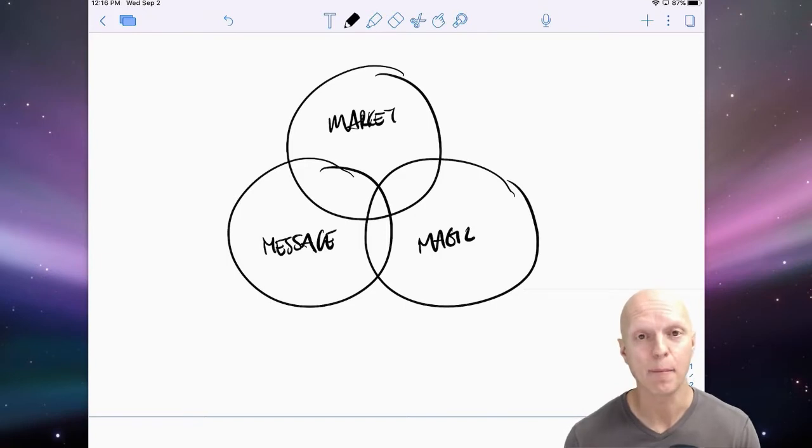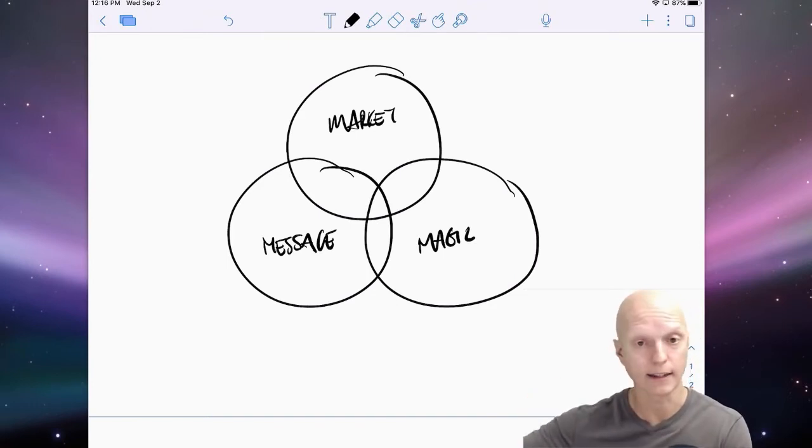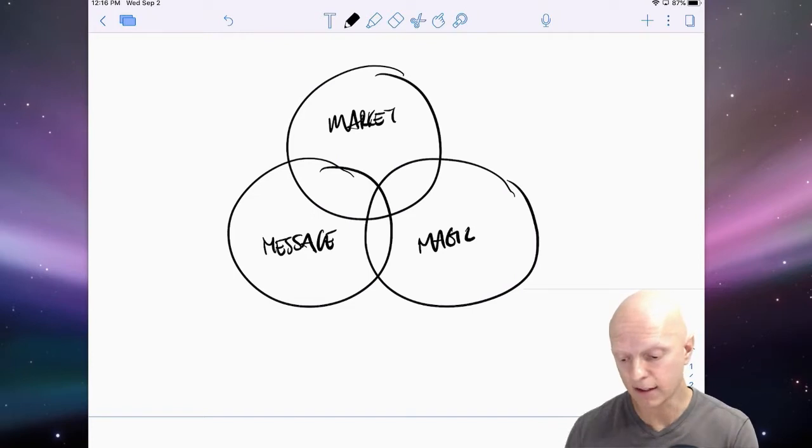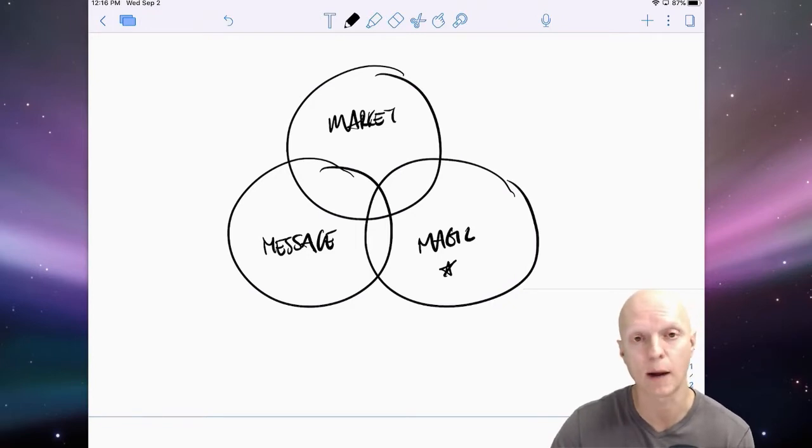So the third M is the magic, which is: what is the offer? What are you offering people from your Facebook ad for them to click on and take the next step? All three of these are very important, but quite honestly, I think the magic is where most people drop the ball.